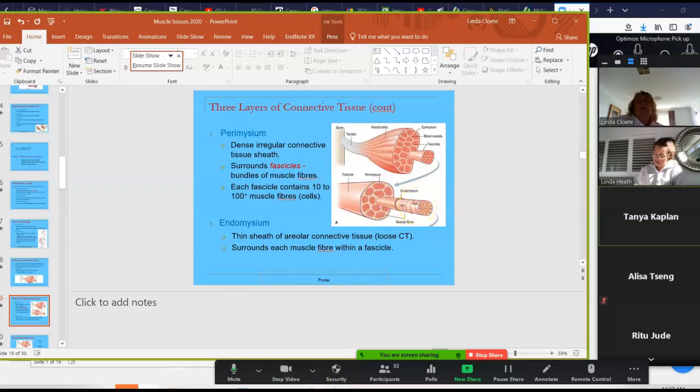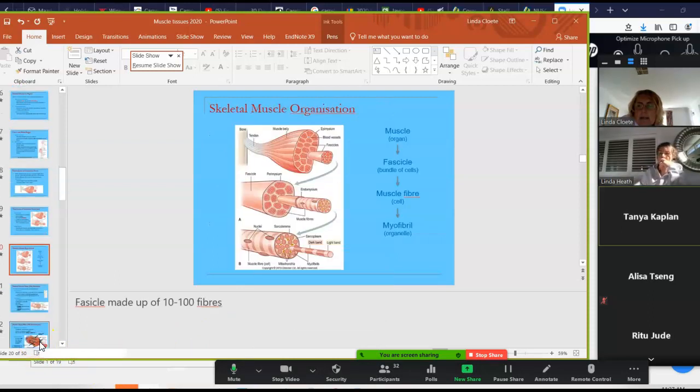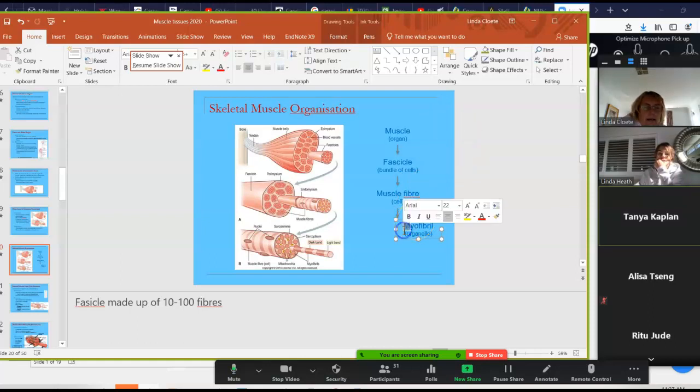This is also quite important for you to understand, and it is in multiple choice questions: how is the muscle cell different? Here it is, all sorted out for you. This is a nice slide to remember it by, because you've got the muscle as an organ, then the fascicle, which is a bundle of cells, the muscle fiber, which is actually the cell, and then the fibril, which is the organelles.